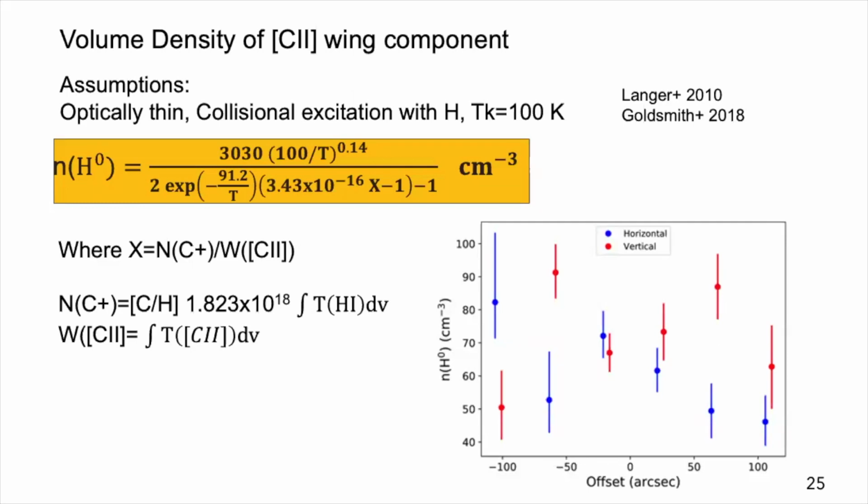So the plot here, I'm showing essentially the volume density as a function of offset. And you can see that there's no central concentration of this blue shifted component, whatever gas is responsible for blue shifted. All right, but the average here is about 70 particles per cubic centimeter. That's sort of what you associate with cold, neutral medium gas.